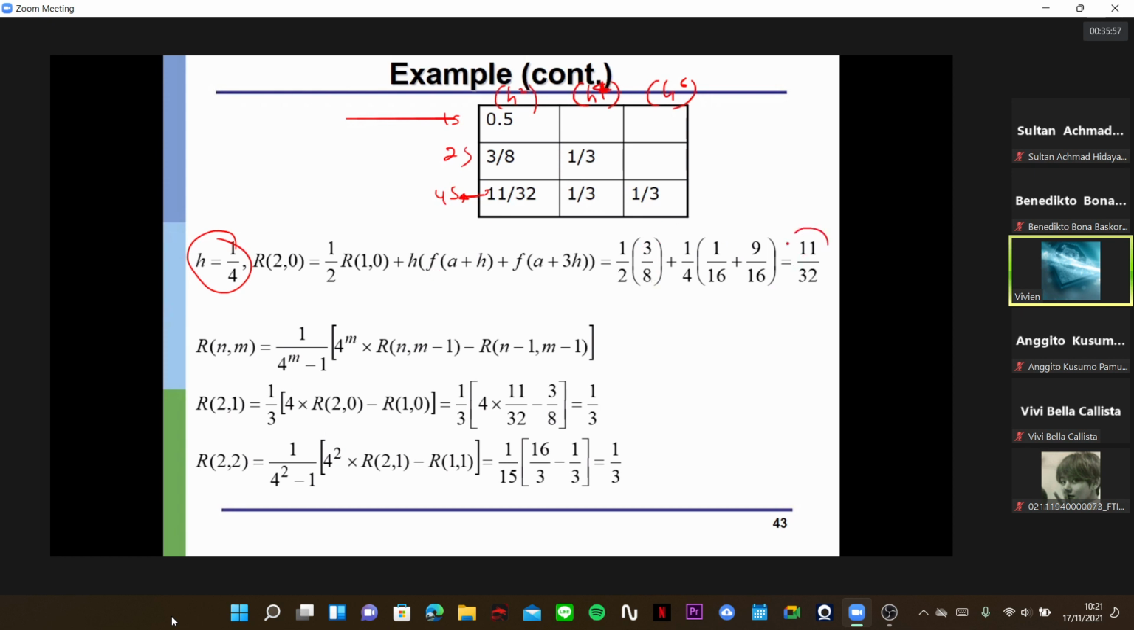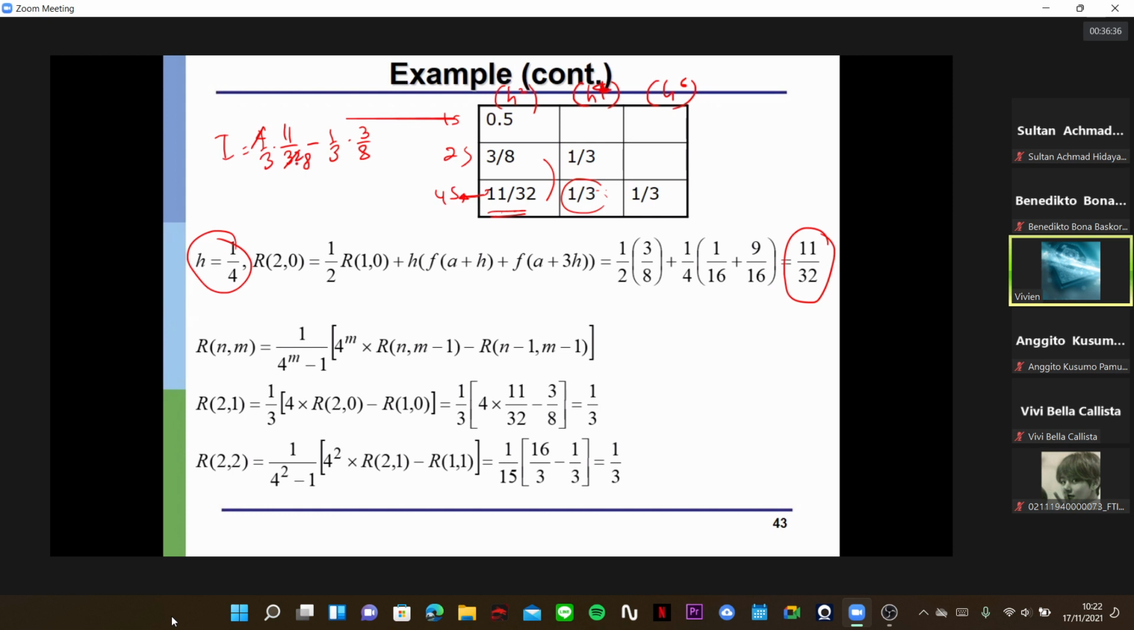That will be 11 over 32, with multiple trapezoidal rules. So this is the value. Once we have this value, we can calculate the higher order value combining 4 segments and 2 segments. That will be 4/3 times 11 over 32 minus 1/3 times 3 over 8. We want to calculate the value here, with this one being over 8. Is that correct? Yeah, correct.